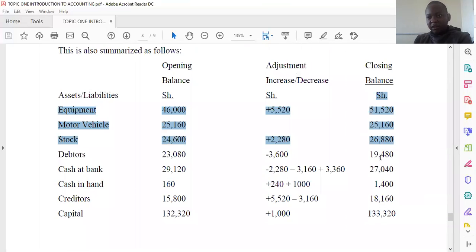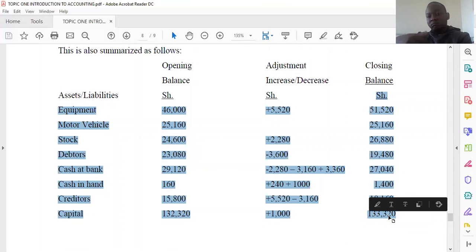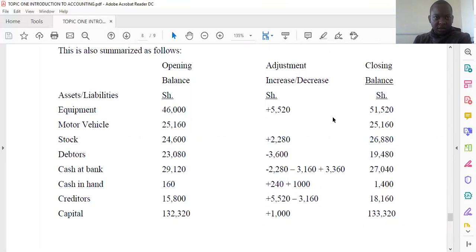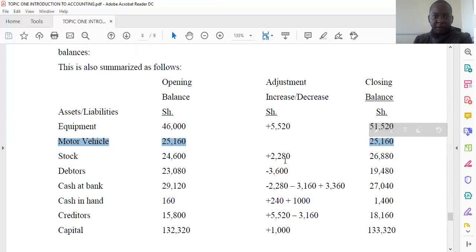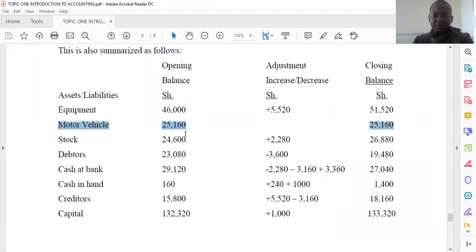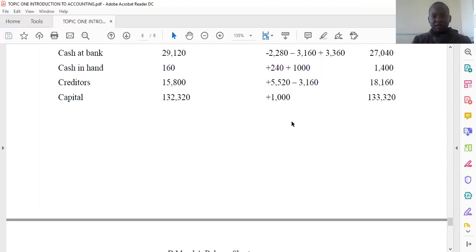Then in the end, we have the balances after the transactions have been taken into consideration. And note that there are items that have not been affected by those transactions, like equipment. So equipment, the way we began with it in the opening balance is the way we have it in the closing balance, because there was no transaction affecting equipment. All the other items have been affected. So as you can see, equipment has no increase or decrease because there was no activity.